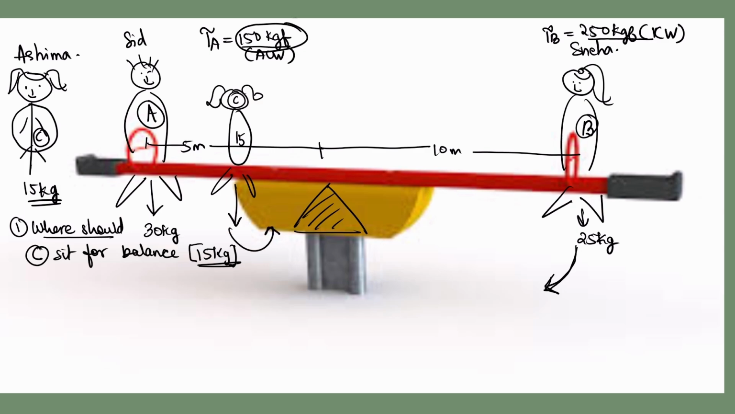All right. So let us see where she is going to sit for equilibrium. Let us draw the schematic diagram. This is the pivot center point. This is a distance of 5 meter. This is where A is sitting, correct? Whose weight is 30 kg. Ashima will sit somewhere over here. Her weight is 15 kg.